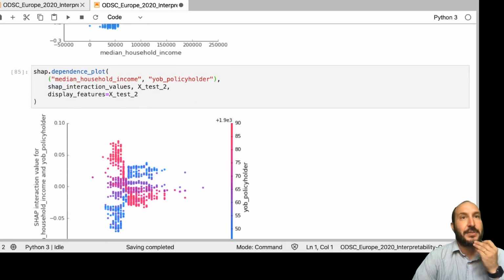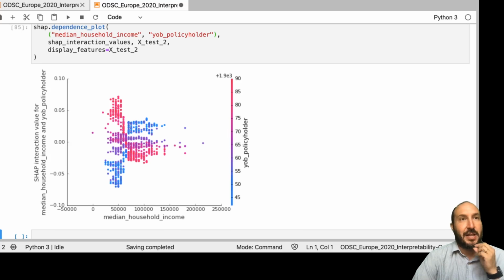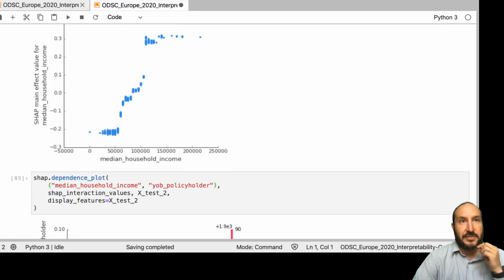Between median household income and the year of birth of the policyholder. So this is a kind of a sophisticated plot. What we have is the median household income on the x-axis and the interaction value with the year of birth of the policyholder. The way to think about this is, let's look at these 50,000s. These 50,000 things, sometimes you're closer to minus 0.2, sometimes you're a little closer to minus 0.3.